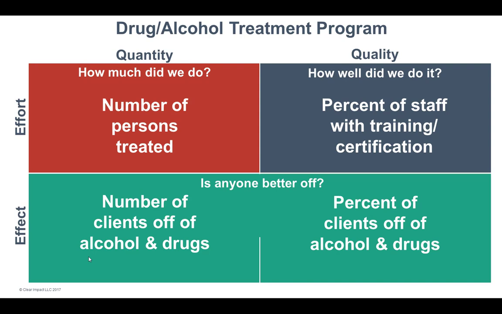Let's consider a drug and alcohol treatment program. Quantity would be the number of persons treated. Quality would be how well did we do it in terms of the percentage of staff with training and certifications needed to do the work. Is anyone better off would be measured as the number of clients off of alcohol and drugs for a year, or the percent of clients off of alcohol and drugs for 1 year.